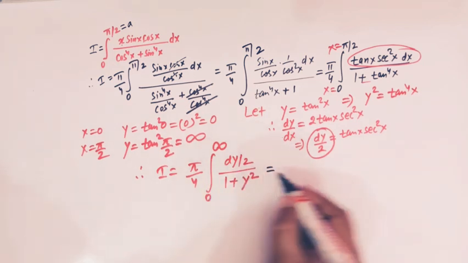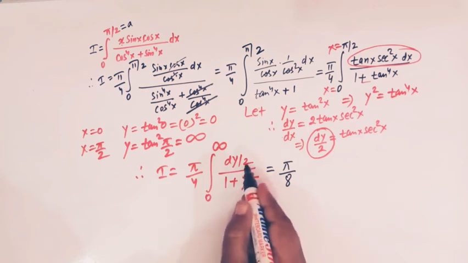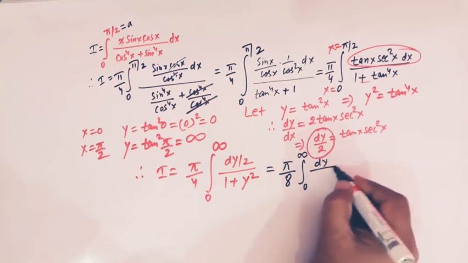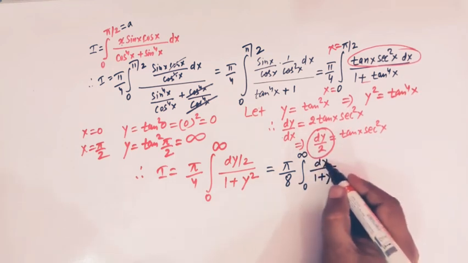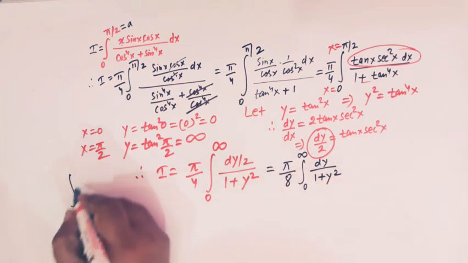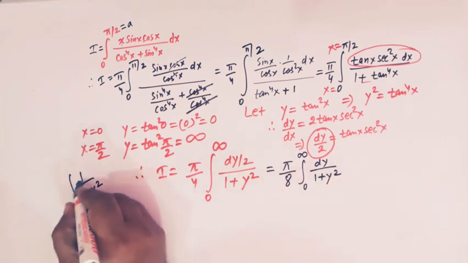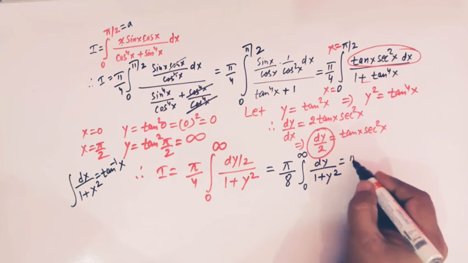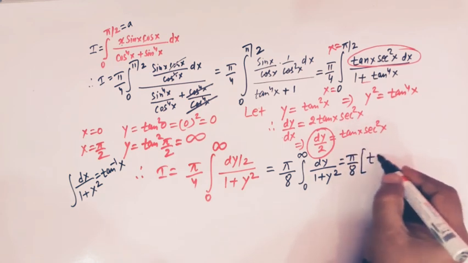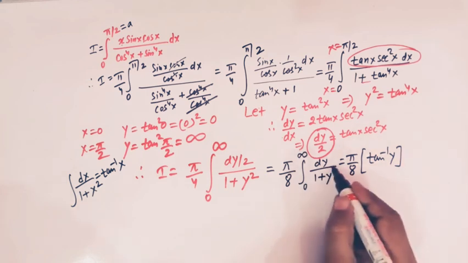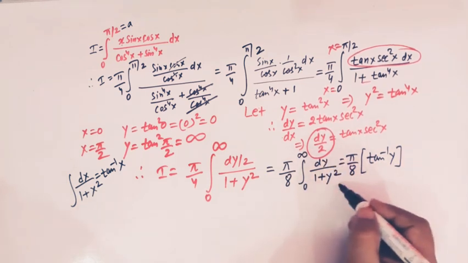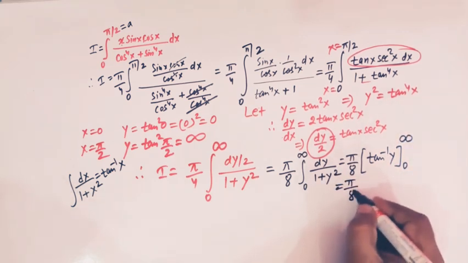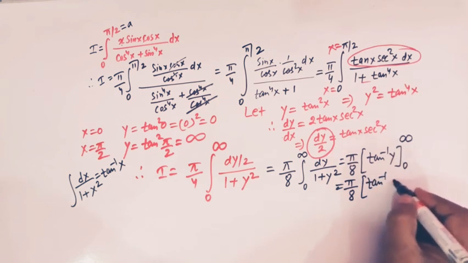This can be written as pi over 8, taking this 2 outside the integral, we have 0 to infinity dy over 1 plus y square, and this is a standard result that the integral of 1 over 1 plus x square is equal to tan inverse x. So here we have pi over 8, and we have tan inverse y as the definite integral of 1 over 1 plus y square, and the limits are from 0 to infinity. So we have pi over 8 tan inverse infinity.